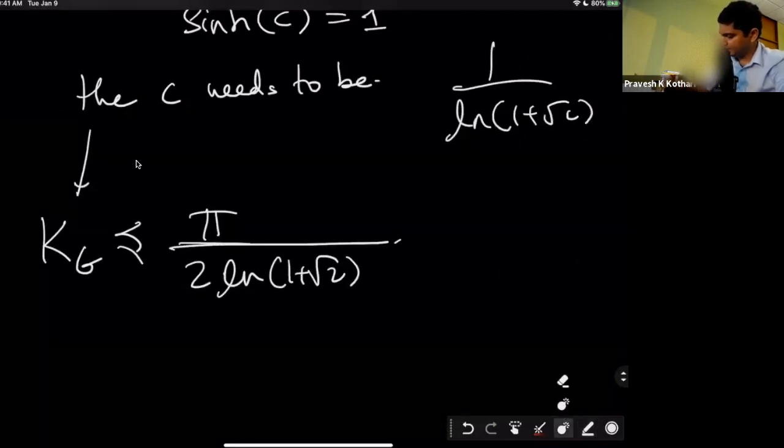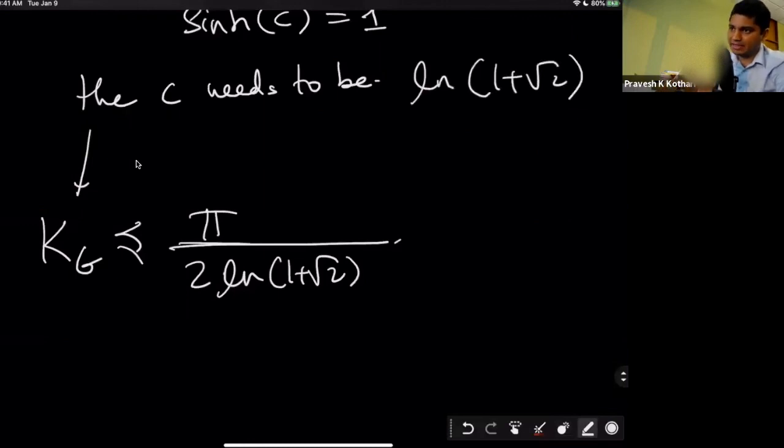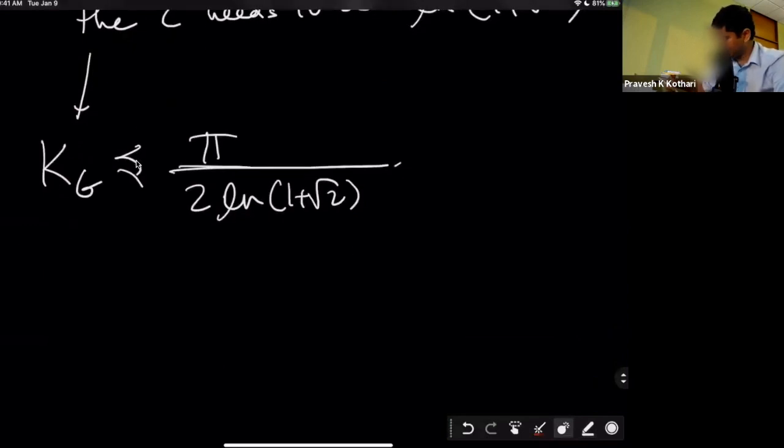Actually, wait. This needs to be not 1 over. It needs to be 1 plus root 2. Sorry about that. But that's why it shows up in the denominator. That's why you get a slightly better approximation than pi over 2. It's because hyperbolic sine takes the value 1 at the natural log of 1 plus root 2. And I already told you that this is not tight.